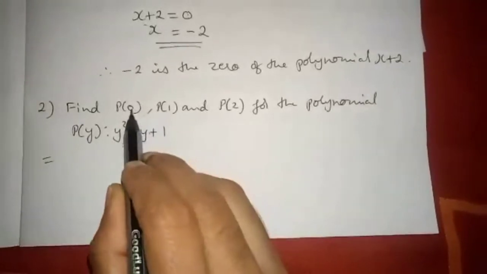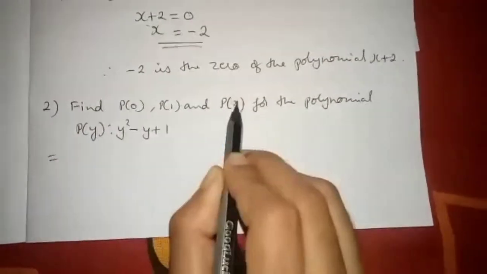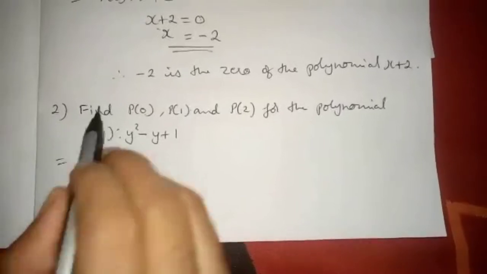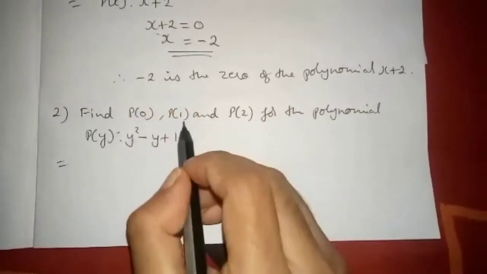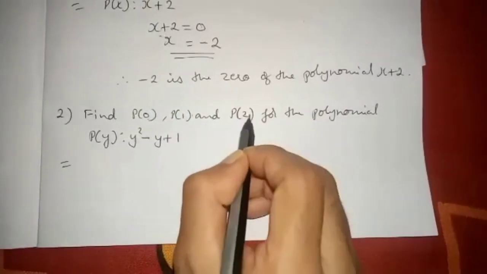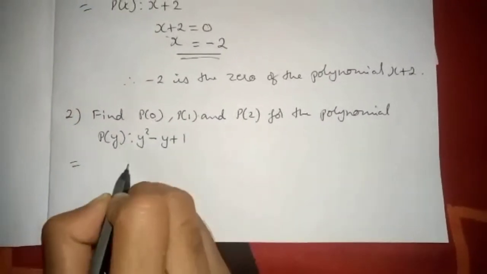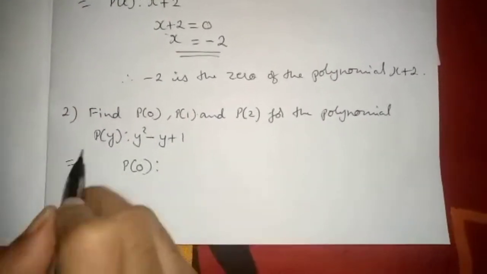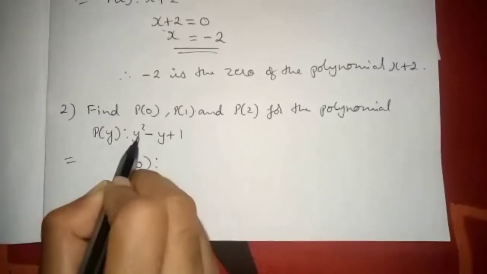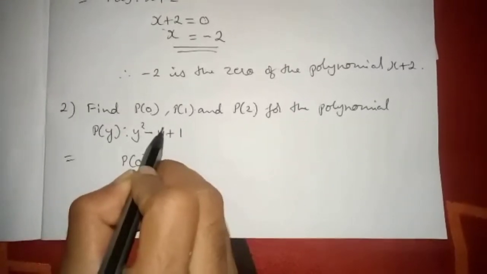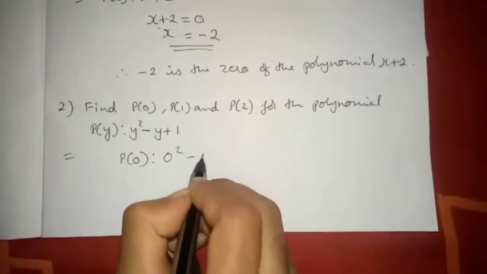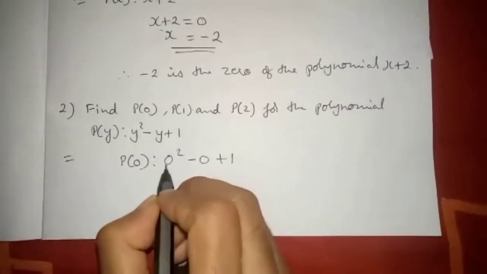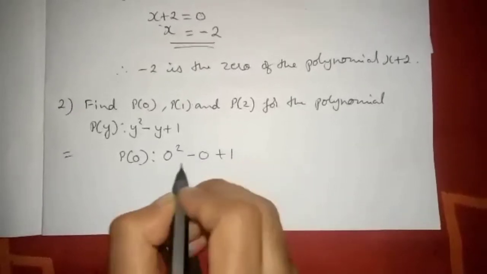So they have asked you to find p of 0, p of 1, p of 2. So how will you find? In the place of y you have to substitute 0 and find the value, and then p of 1, then p of 2. So first we will find p of 0. How? In the place of y you have to substitute 0. Wherever y is there you have to substitute 0. So 0 square minus 0, then plus 1. So 0 square is 0, minus 0, so this will be 0.